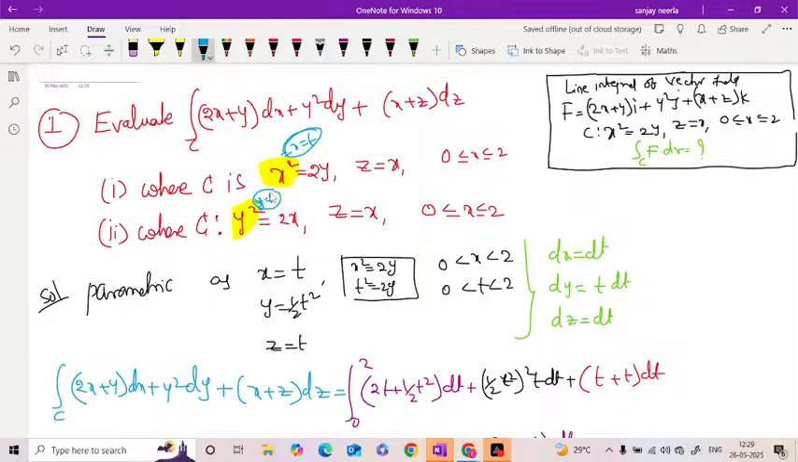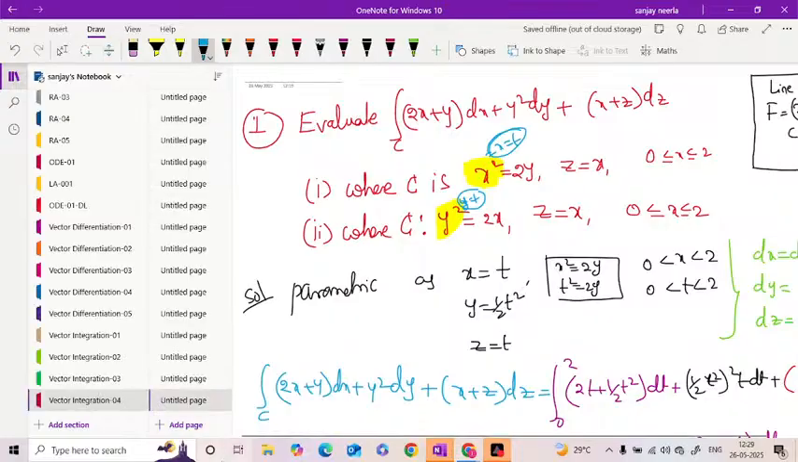Okay. Compared to the first one, I think it is very easy because directly they have given the x limits. X limits are 0 to 2. But in the second problem, x limits are 0 to 2 and here we have to assume y is equal to t. That is the difference between the first path and second path.